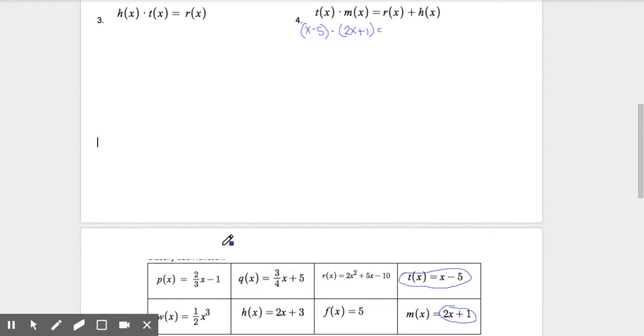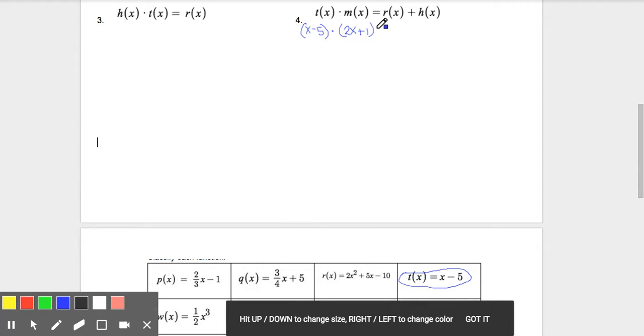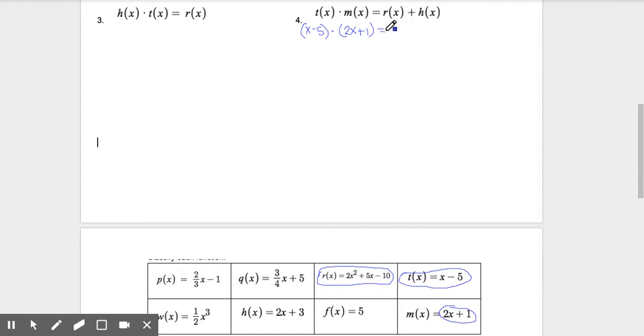equals, okay, let me just fix that. Okay, equals r of x, which is 2x squared plus 5x minus 10, plus h of x. And here's h of x. So plus, and then h of x is 2x plus 3.